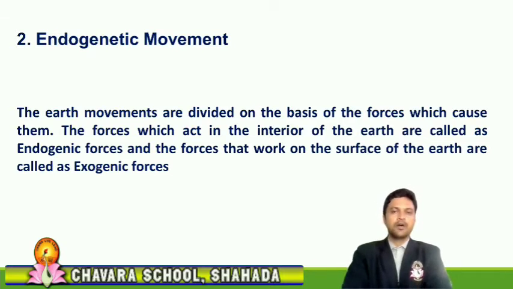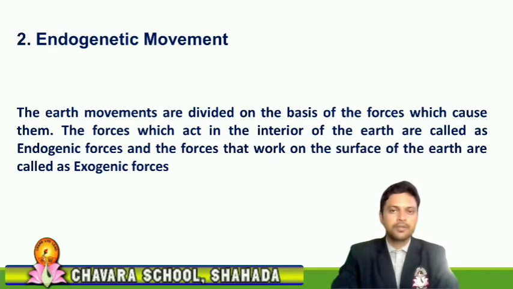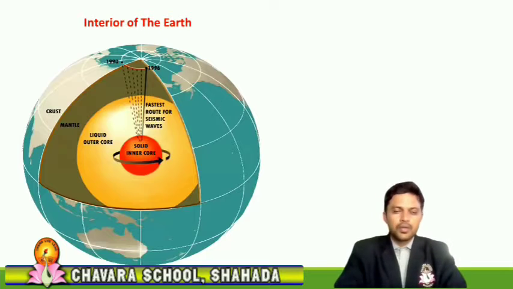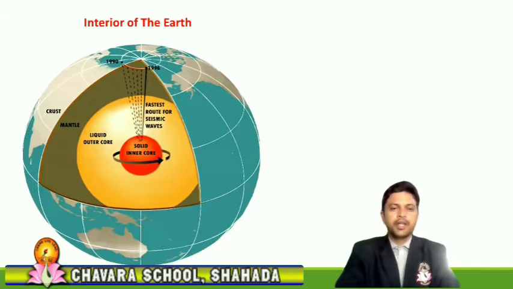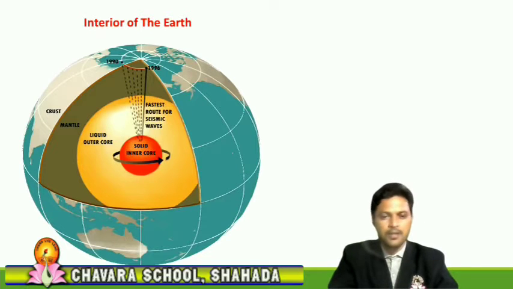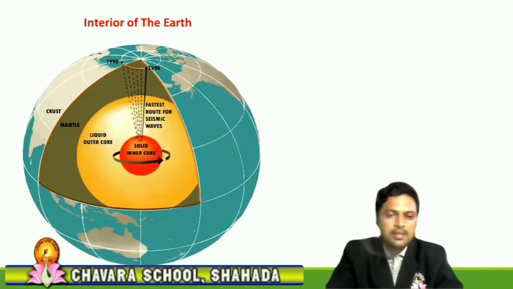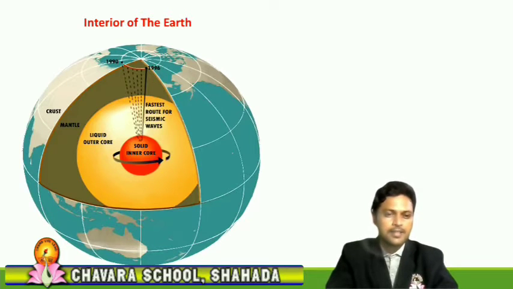But before learning how these forces lead to the formation of the different landforms, let's learn how these forces are generated inside the earth. You have already studied about the interior of the earth. You can also follow the figure on your screen. You know, the uppermost part of the earth is known as a crust, and just below the crust there is a mantle, and the innermost part of the earth is known as the core. And the crust of the earth has the lithospheric plates. They are also known as the tectonic plates.